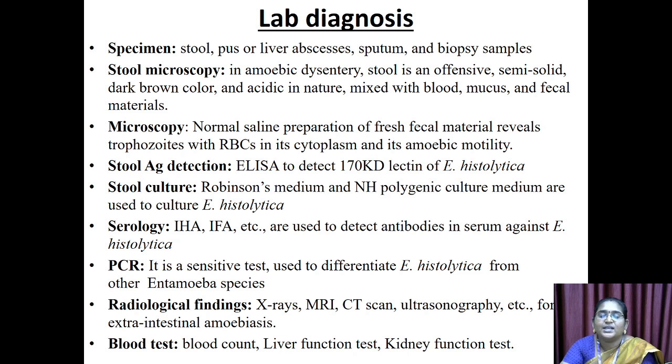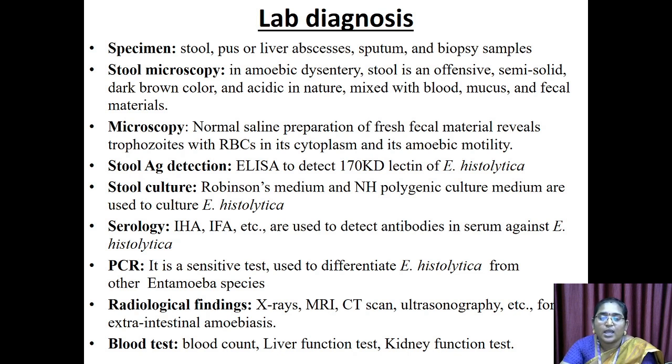Stool antigen detection. ELISA to detect the 170 kilodalton lectin of Entamoeba histolytica. Stool culture. Robinson medium and NIH polyxenic culture medium are used to culture Entamoeba histolytica. Serology. IHA, IFA, etc. are used to detect antibodies in serum against Entamoeba histolytica. PCR is a sensitive test used to differentiate Entamoeba histolytica from other Entamoeba species.